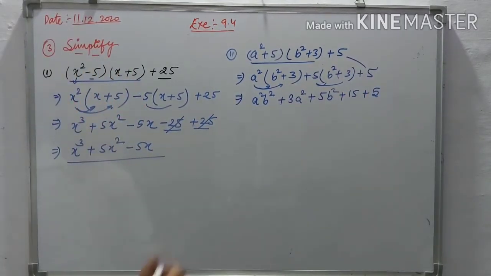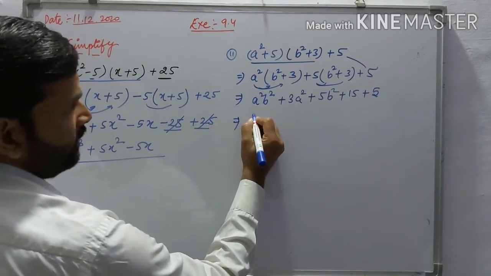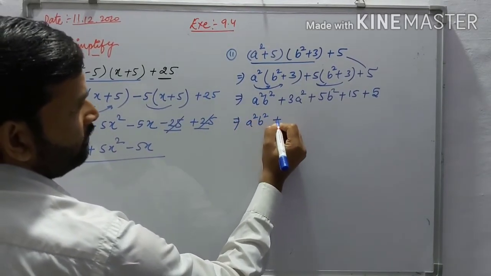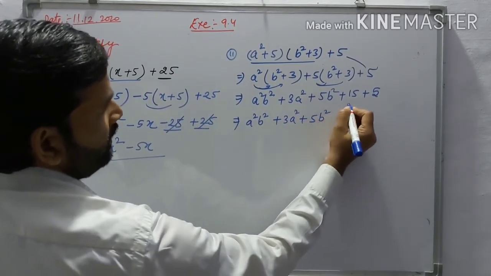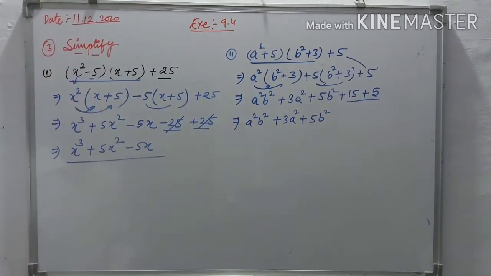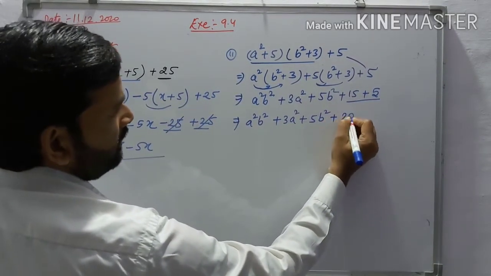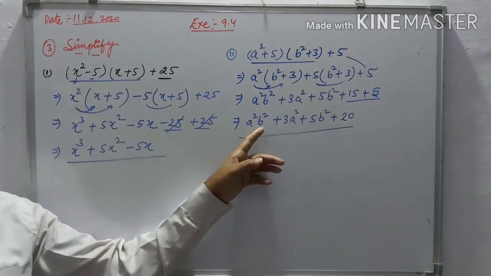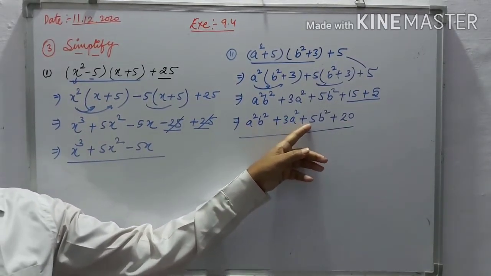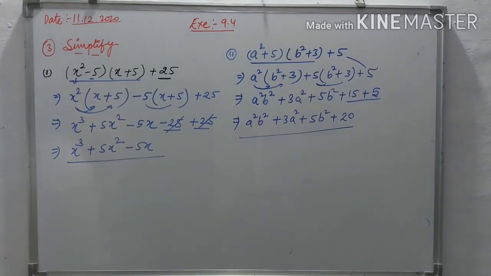Here will be a square b square plus 3a square plus 5b square, and the last two terms are like terms, 15 and plus 5 is equal to plus 20. Okay, that the first value is a square b square plus ab square plus 5b square plus 20, that the all terms will be unlike terms.